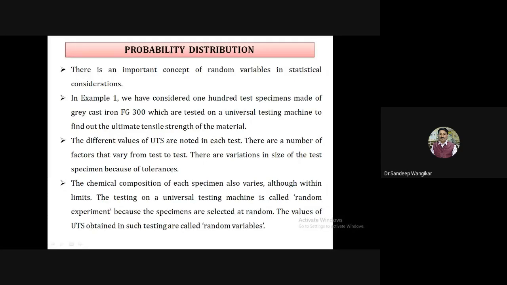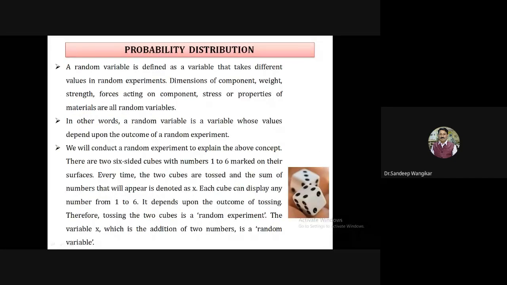The testing on a universal testing machine is called a random experiment because the specimens are selected at random, and the values of UTS obtained in such readings are called random variables. Whatever the 100 times the experimentation is performed, it is called the random experiment. The values obtained, the ultimate tensile strength, are called random variables. A random variable is defined as a variable that takes different values in random experiments.